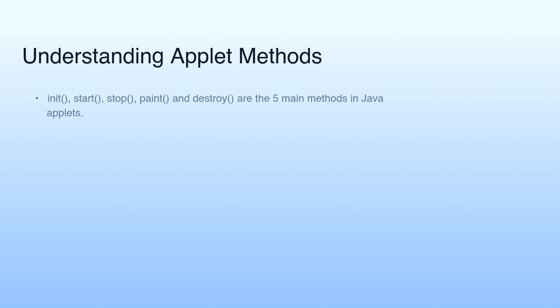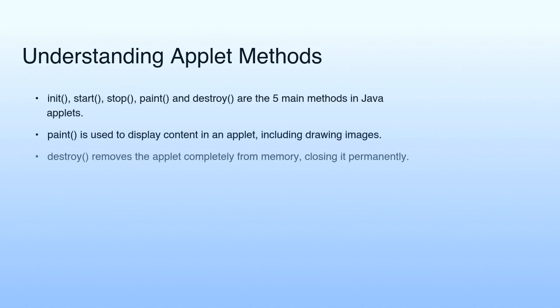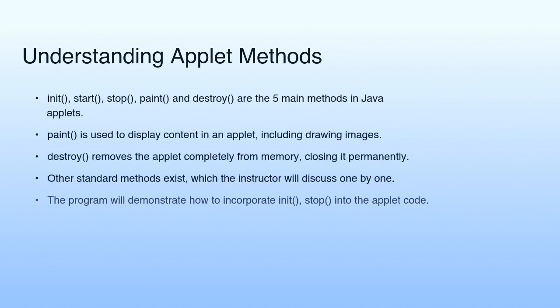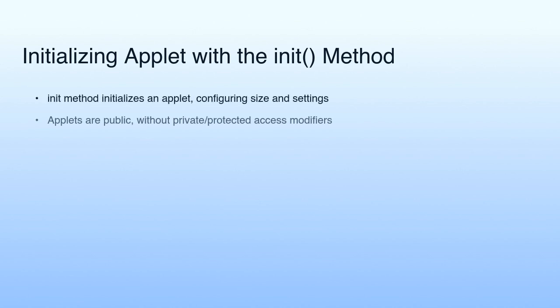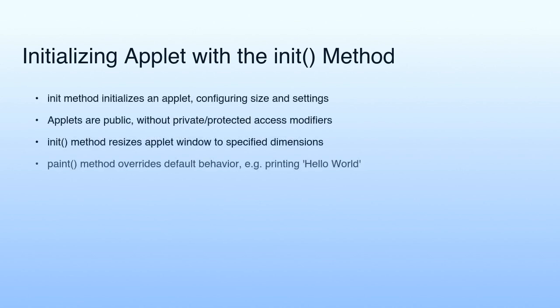Among the five main applet methods, init, start, stop, paint, and destroy, the paint method is crucial for displaying content and drawing images within the applet, while destroy removes the applet completely from memory, closing it permanently. The init method initializes an applet by configuring its size and settings, and can also read input parameters from the HTML file to provide customization.